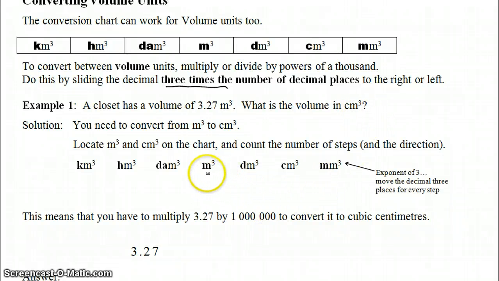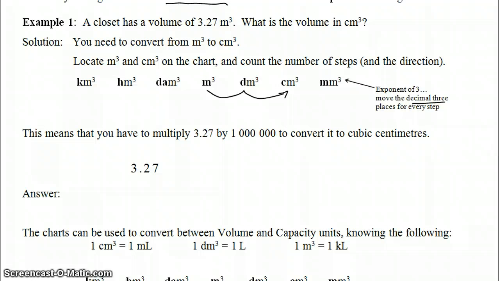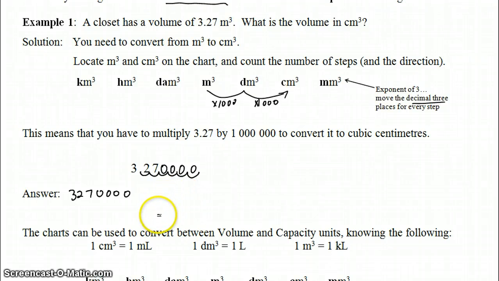So that's a jump from cubic meters to cubic centimeters. And we move the decimal 3 places for every step. So it's going to be 6 places, right? This is times 1,000. And so it's going to be times 1,000,000. 1, 2, 3, 4, 5, 6 places. Fill in the 4 zeros required. So that would be 3, 2, 7, 4 zeros. And that would be 3,270,000 cubic centimeters.